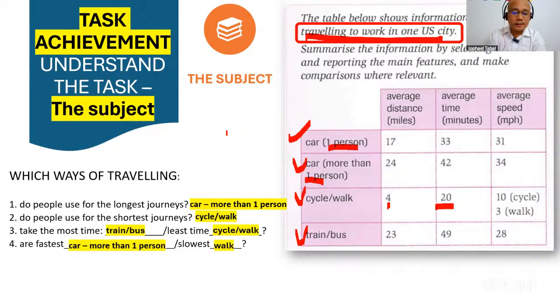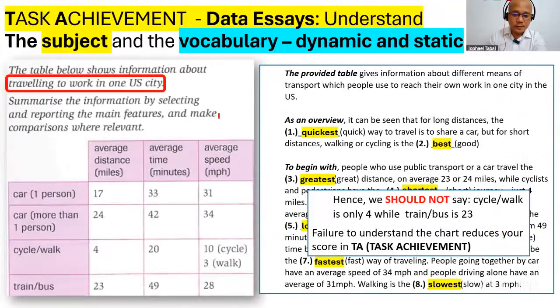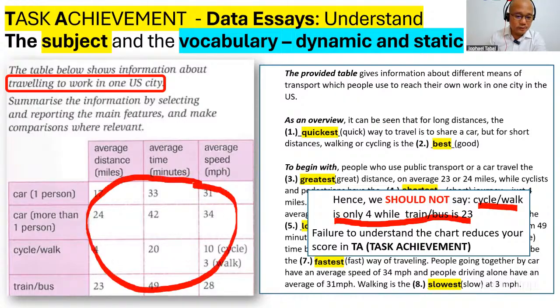Now, what happens when candidates misunderstood the subject is they would say, for example, cycle walk is only 4, while train bus is 3. All right. So the focus is here. They focus on the figures. They give more attention to the figures and fail to describe what is being asked in the graph, right?